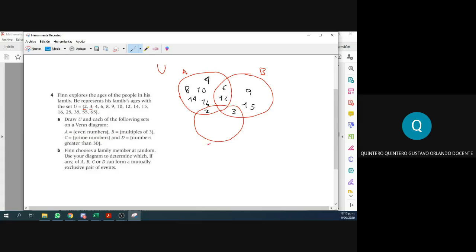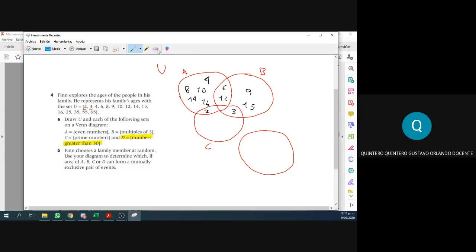Let's do the circle for the event D. Numbers greater than 30. Greater than 30, guys. All right. I'm just going to do a little circle over here. And just like we did in all our examples, after we do this circle and fill it in with the values, we're going to see how many of those actually overlap with the ones that we have. And that is how we're going to locate the circle, right?